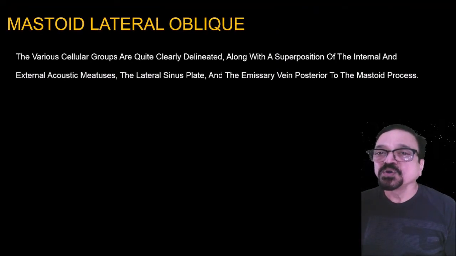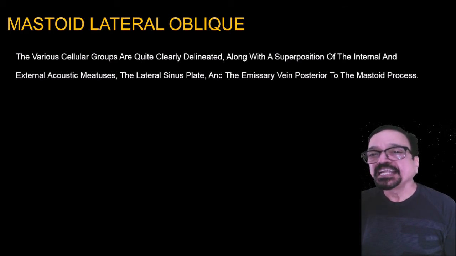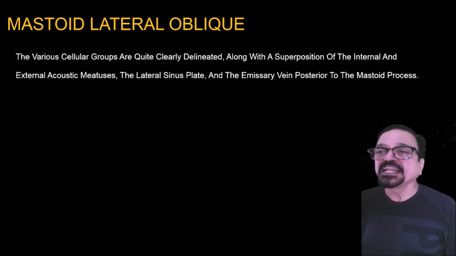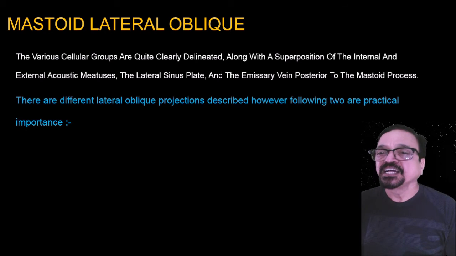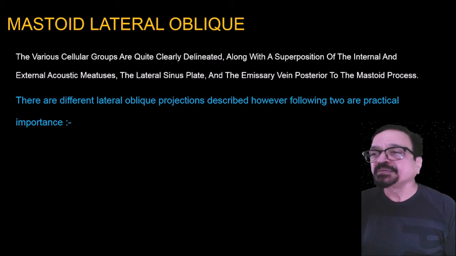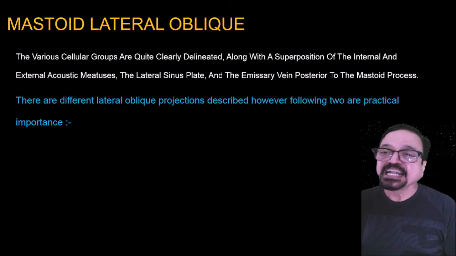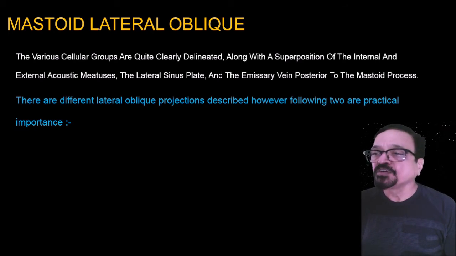Now let us go into detail. The various cellular components are quite clearly delineated, along with a superposition of the internal and external acoustic meatus. The lateral sinus plate and the emissary vein posterior to the mastoid process are also visualized. There are different lateral oblique projections described; however, the following are of practical importance.